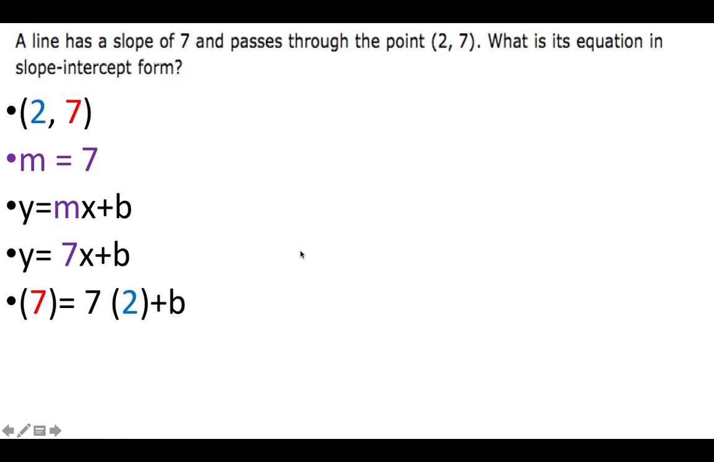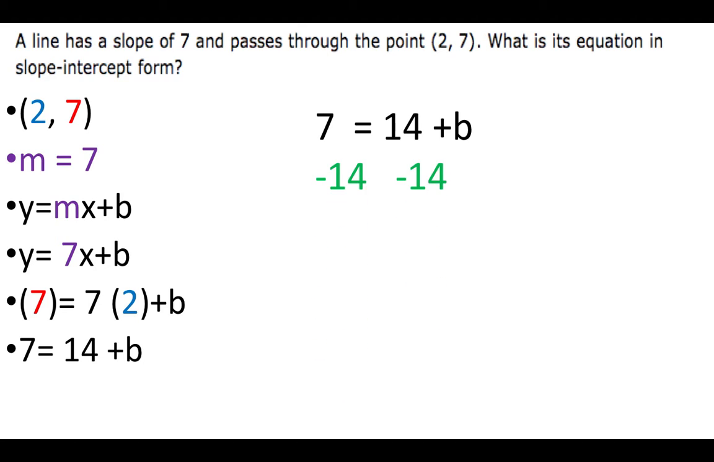7 times 2 is 14. Now to solve for b, because my 14 is positive, I'm going to subtract 14 from both sides. 7 minus 14 is negative 7, and 14 minus 14 becomes 0, so these cancel out. So therefore, b is equal to negative 7.